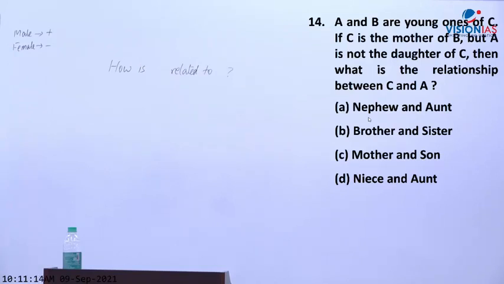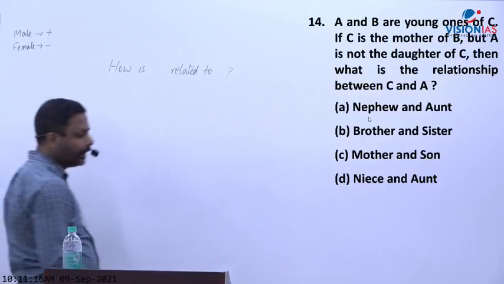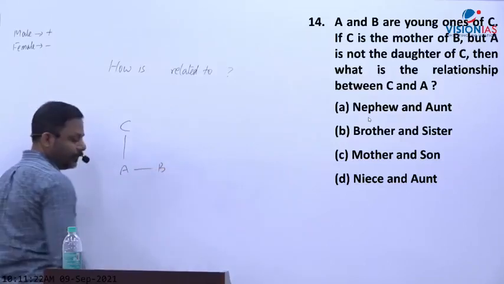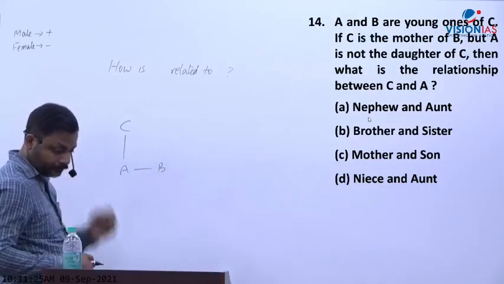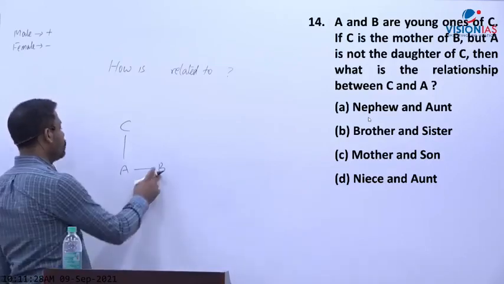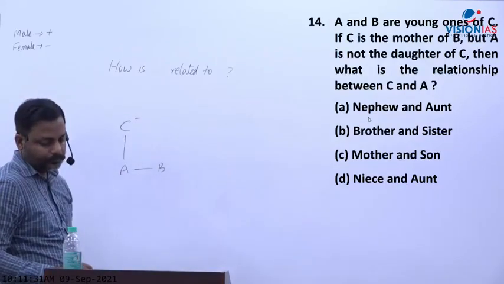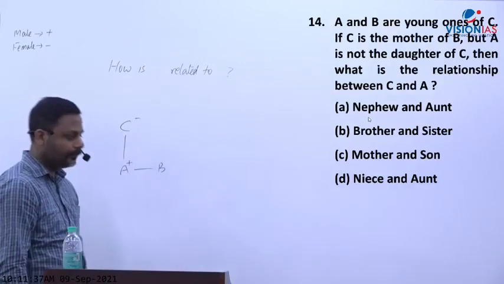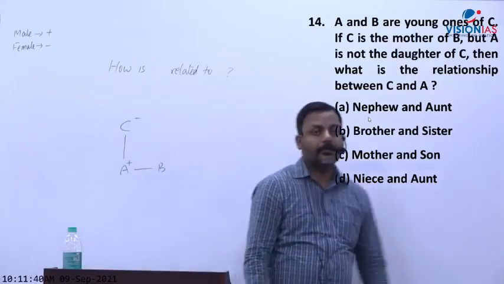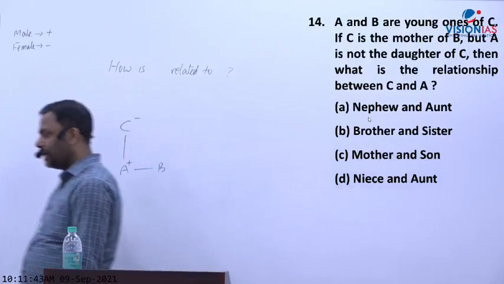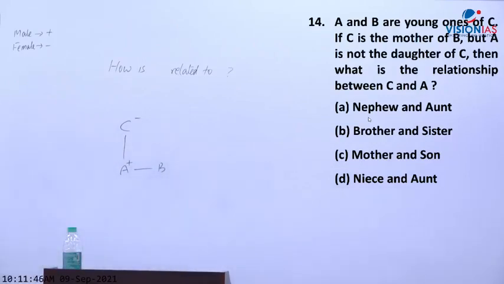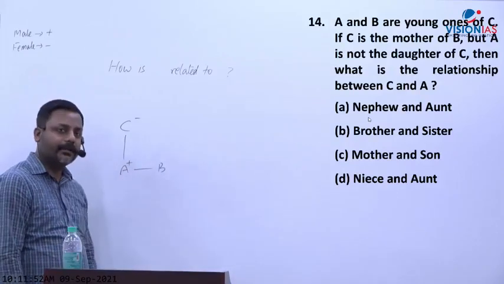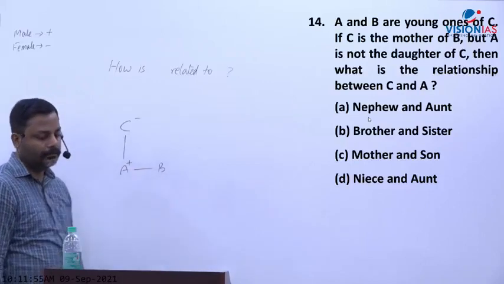Okay, so A and B are young ones of C, meaning children. If C is the mother of B, but A is not the daughter of C, then since we know from the information that A is a child of C, and a child can be either a son or a daughter, since A is not a daughter, we will consider A a son, meaning male.